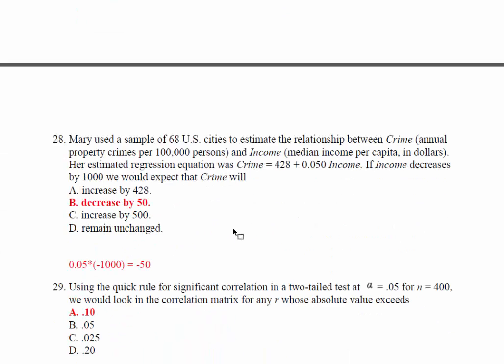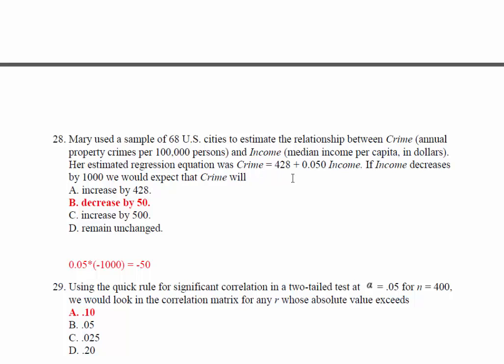28. Mary used a sample of 68 U.S. cities to estimate the relationship between crime, that's annual property crimes per 100,000 persons, and income, the median income per capita in dollars. Her estimated regression equation is: crime equals 428 plus 0.05 times income. If income decreased by 1,000, we would expect the crime will do what?